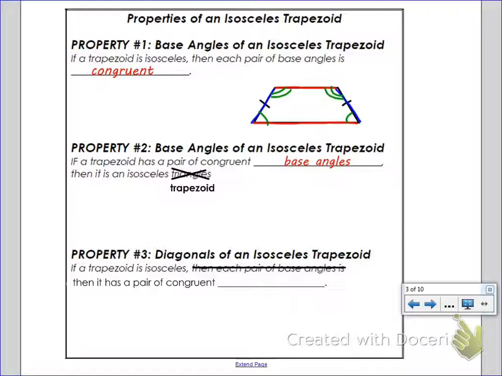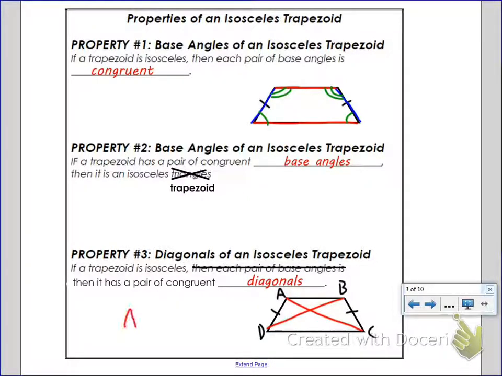Last property of an isosceles trapezoid is that if a trapezoid is isosceles, then it has a pair of congruent diagonals. What this means is that if this is my isosceles trapezoid ABCD, then the diagonals would be congruent to each other. One diagonal would be AC, the other one would be BD, and what we're saying here is that diagonal AC is congruent to BD. And again, this is true only in isosceles trapezoids.